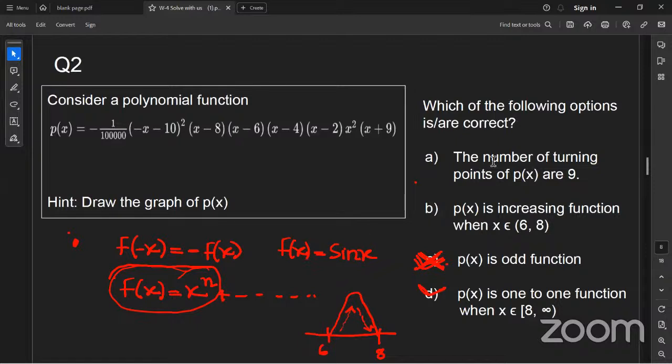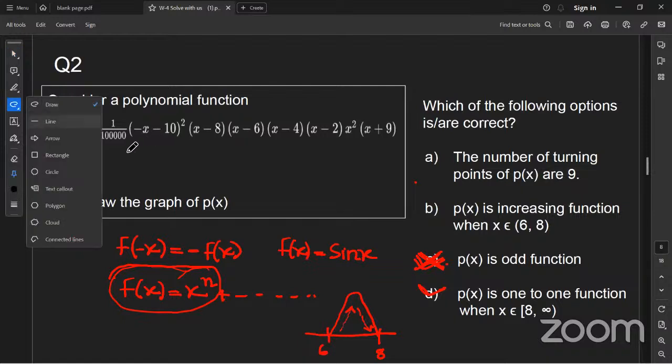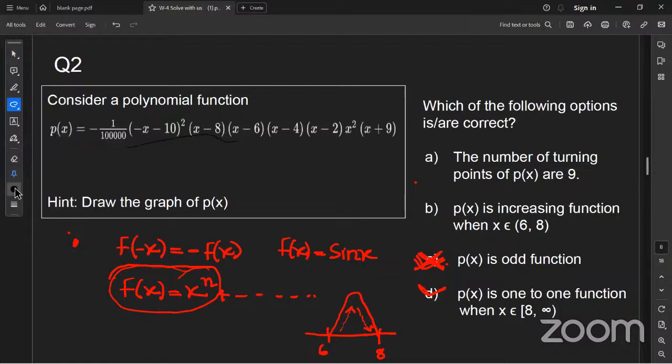So we will go by these slides only. Okay. So the question is: consider the polynomial p(x). This is a bad polynomial, looking like a very ugly kind of polynomial. So you have this bad polynomial.